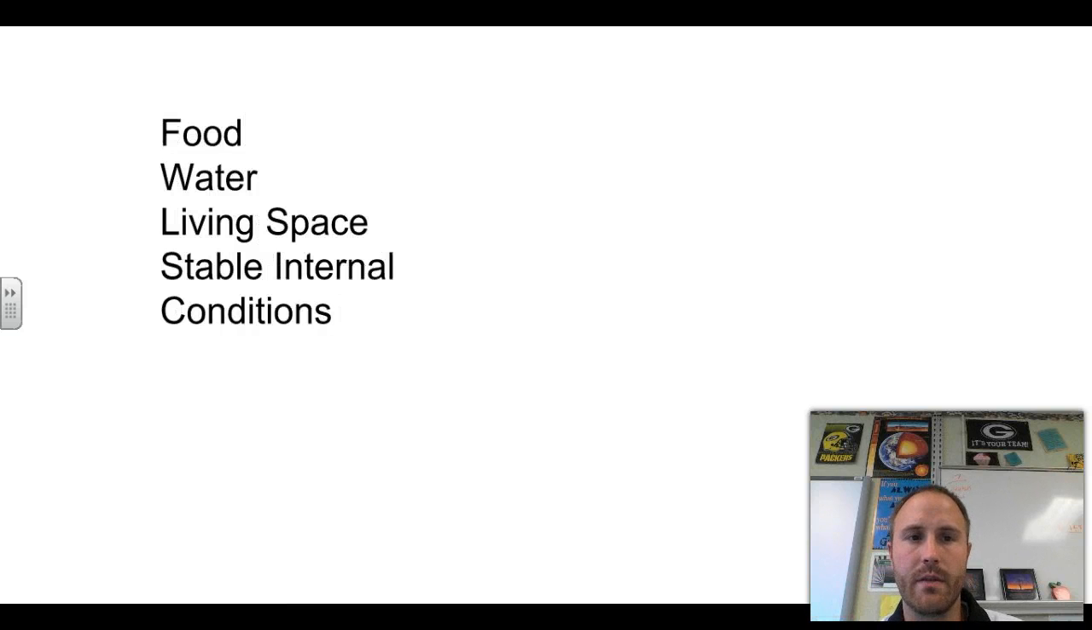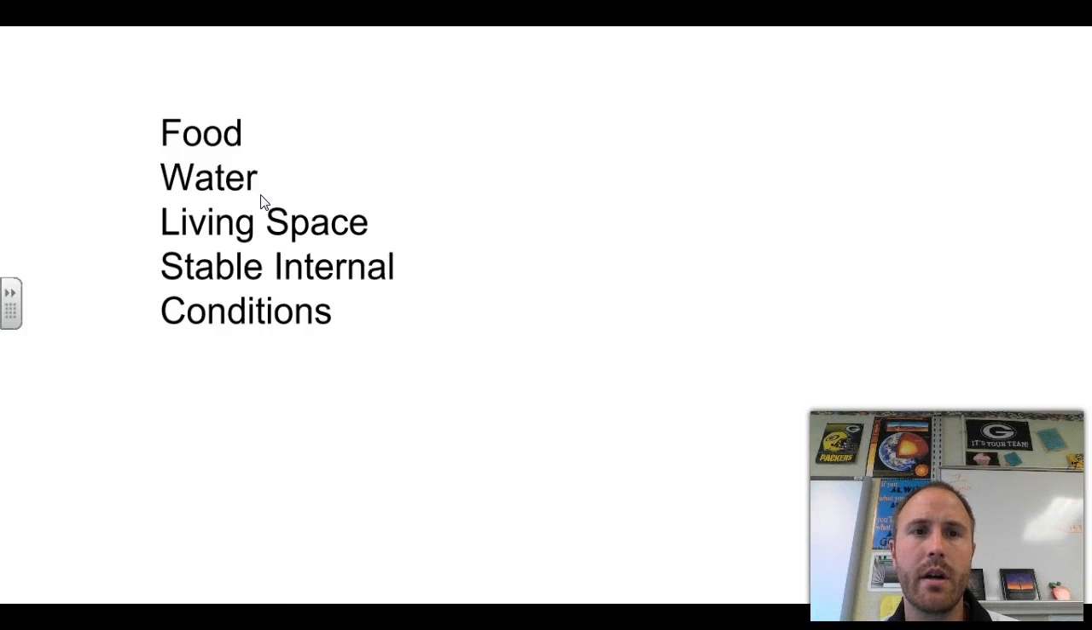The needs of all living things. So what we refer to, there are four of them: food, water, living space, and stable internal conditions. All living things need food to be able to survive. All living things need water. All living things need a place to be able to live. And then we refer to homeostasis as stable internal conditions. And so these are the main ones, and we had a lot of these when we looked at the Wordle document.